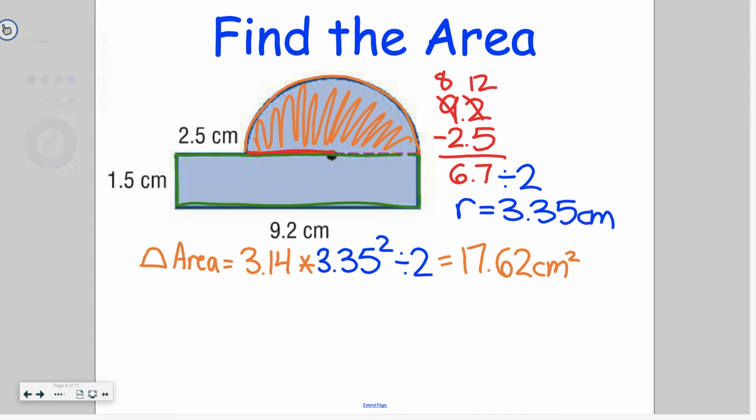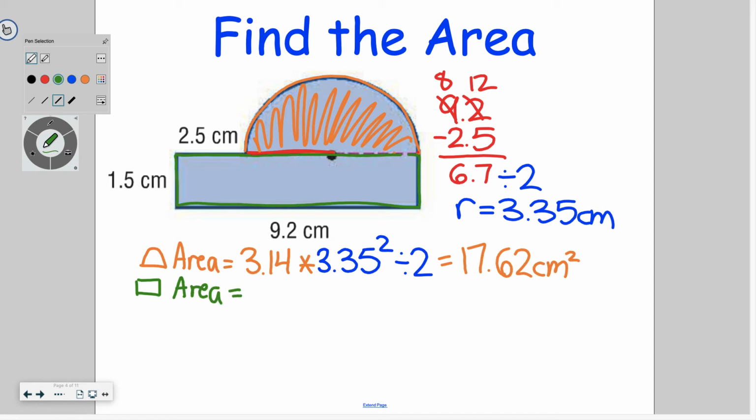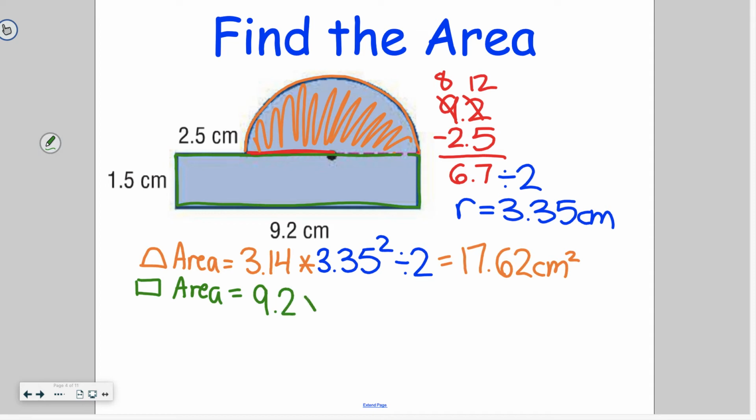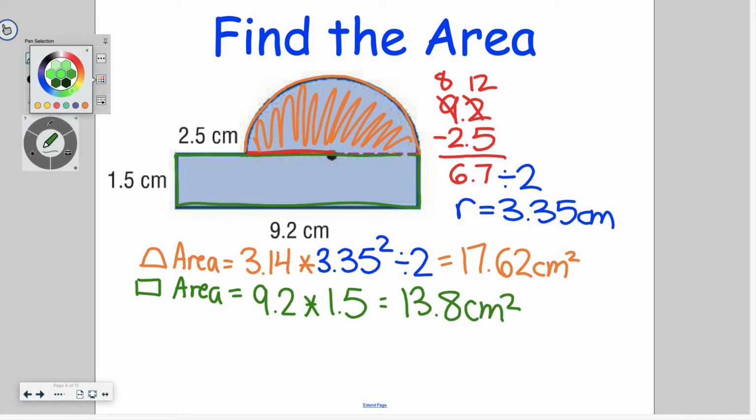The next thing I'm going to look at is my rectangle now. So I'm just going to say the rectangle and the area. So the area of my rectangle is the base, which is 9.2, times the height, which is 1.5. When I multiply those values, I'm going to get an answer of 13.8 centimeters squared.